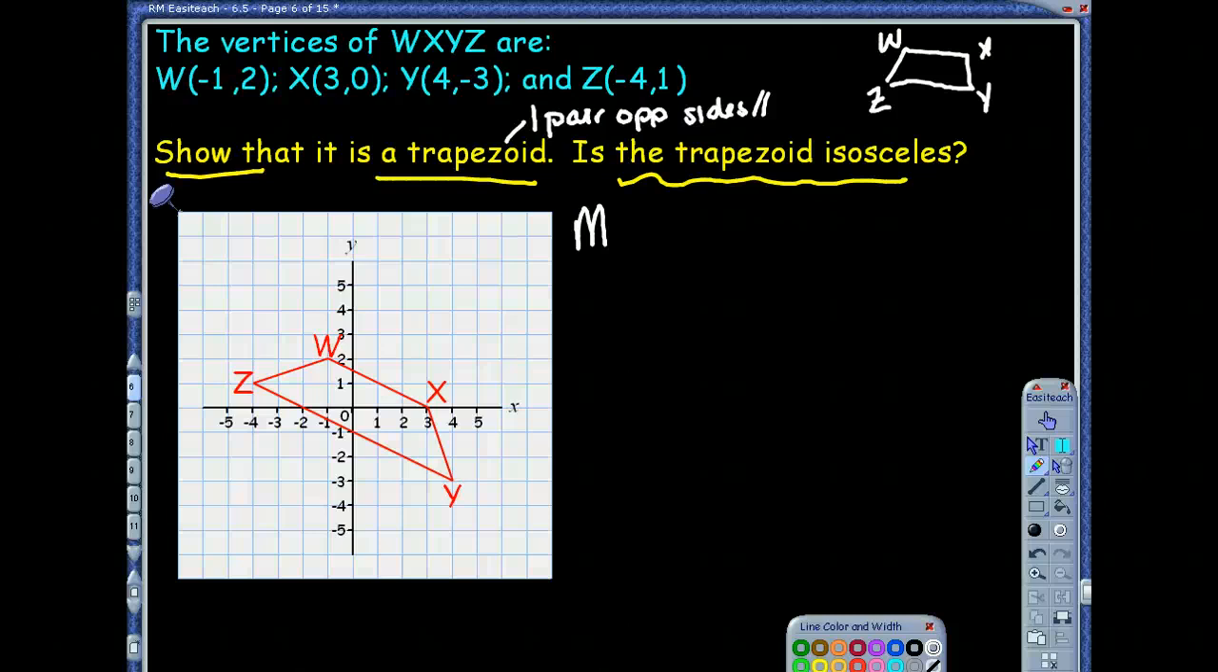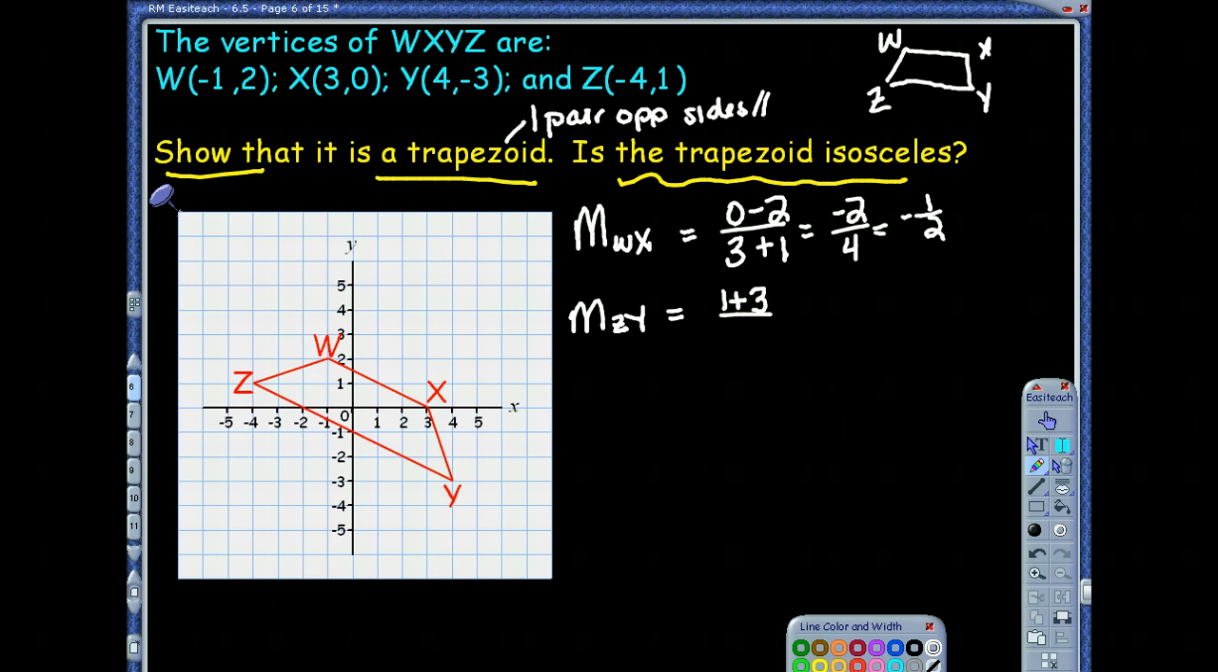So I'm going to find the slope, let's say, of WX. WX, so it would be 0 minus 2 over 3 minus a negative 1, so plus 1. So that'd be a negative 2 over 4, so negative 1/2. Okay, and the opposite side of that, so the slope of ZY, that would be a 1 minus a negative 3, so plus 3, over negative 4 minus 4. So 4 over negative 8, which is also a negative 1/2.